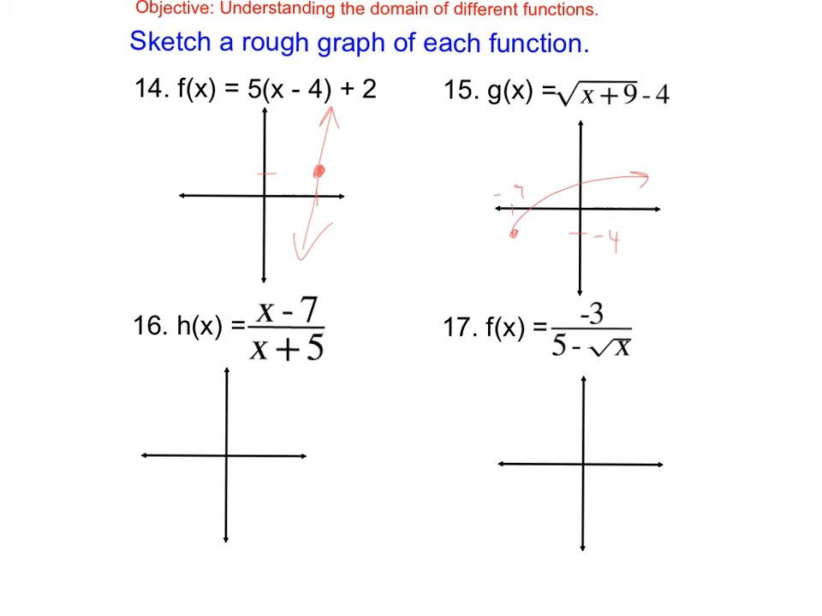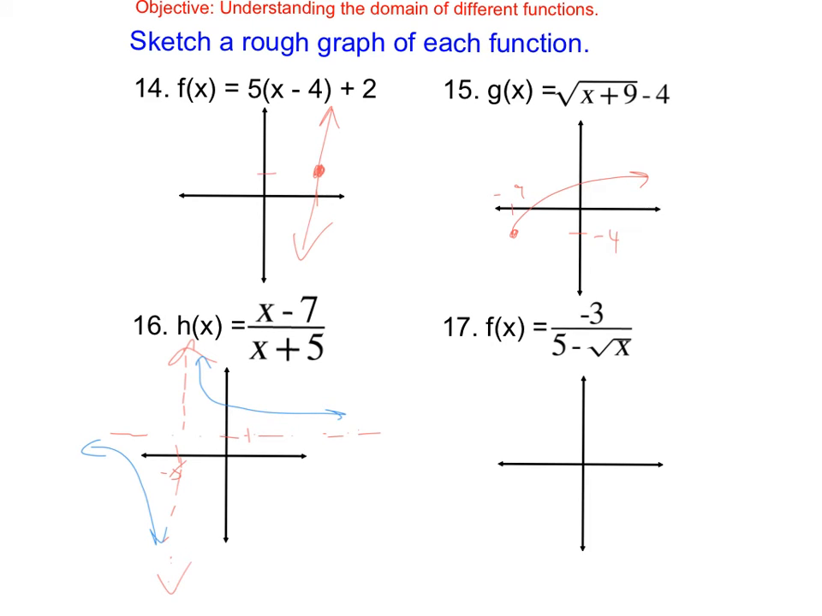We talked about this one, the domain, all real numbers but -5. So at -5, there's my vertical asymptote. And at 1, I have a horizontal asymptote. This is terrible looking. I'm sorry, guys. And then it looks like that.